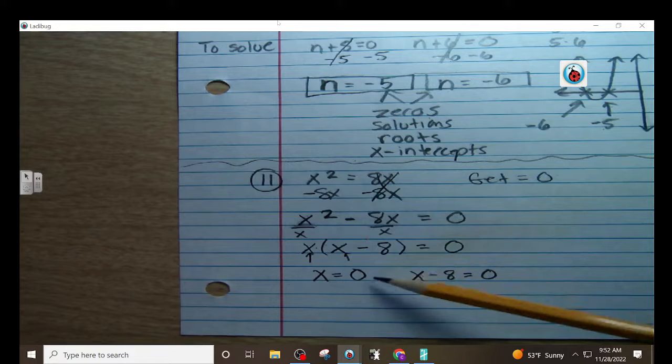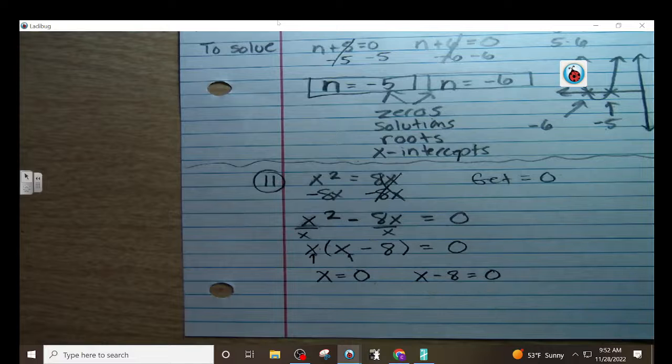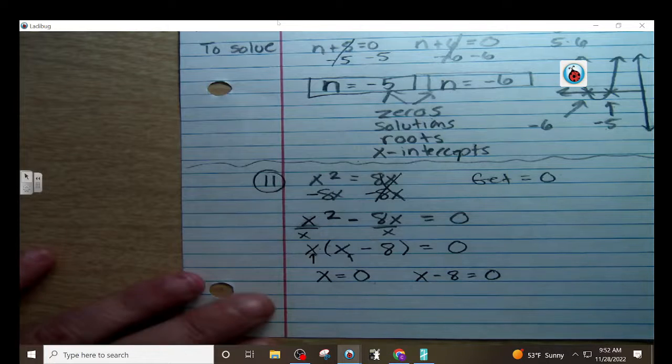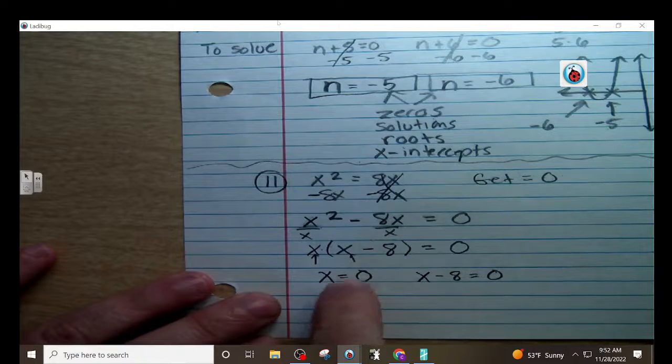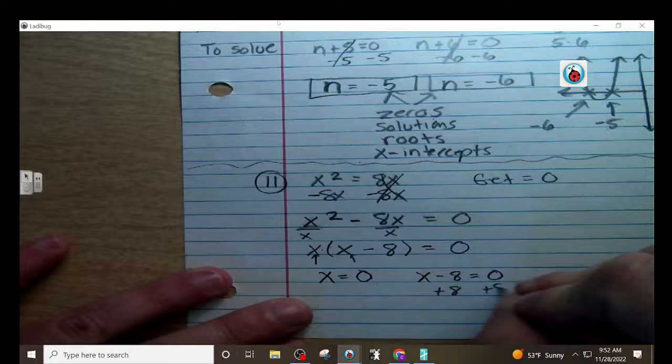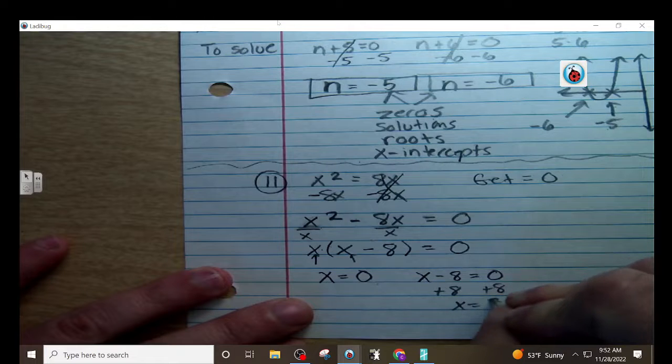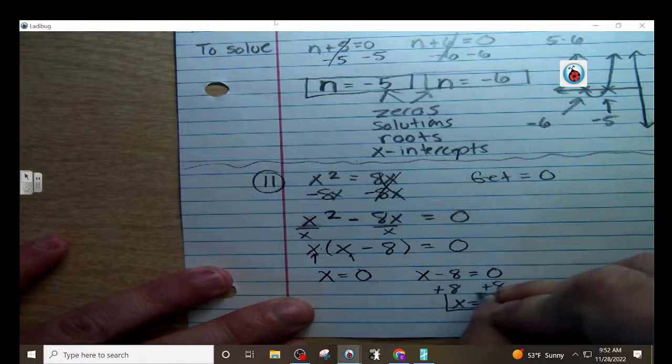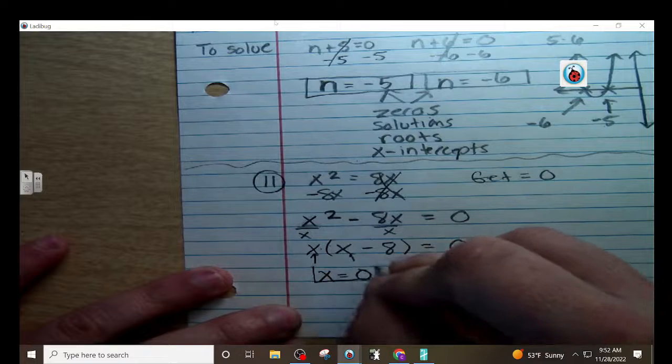Now, guys, with this being x equals 0, do I got to do anything here? No, it's solved for, right? X is by itself. That means that you have an x-intercept at 0, okay? And then on this one, it's just simple. You're just going to add 8 to both sides. So those are your two solutions.